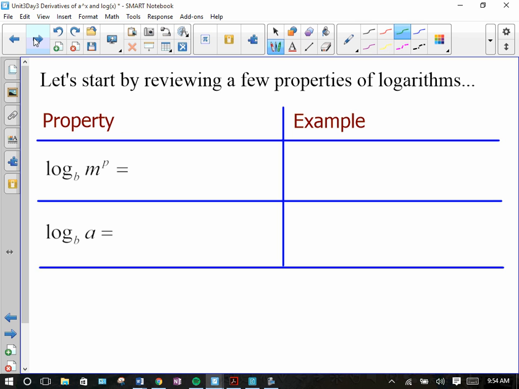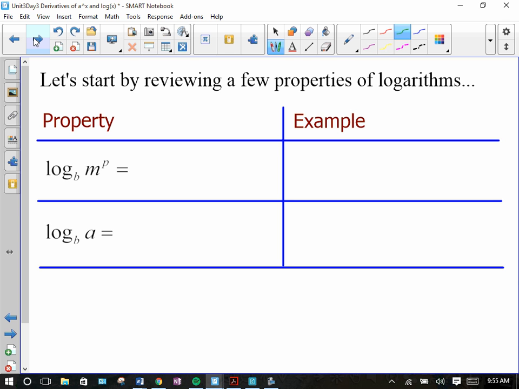Now, a couple things to help us. These are from way back in the beginning of pre-cal. These are properties of logarithms. These are things that you don't necessarily need to know, but they will make some of the problems easier. So we have two properties here.